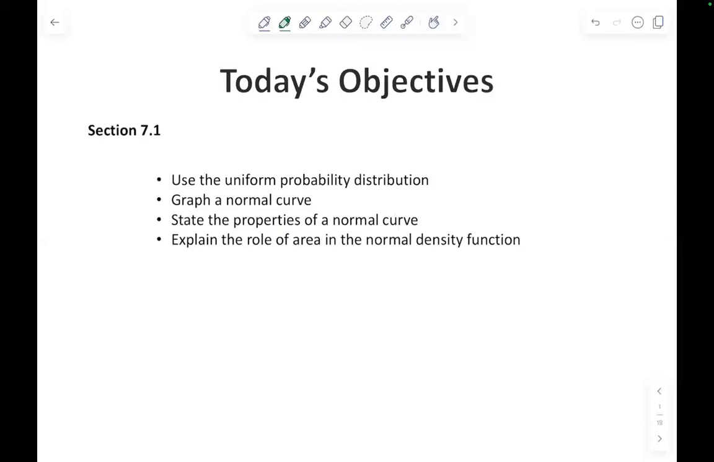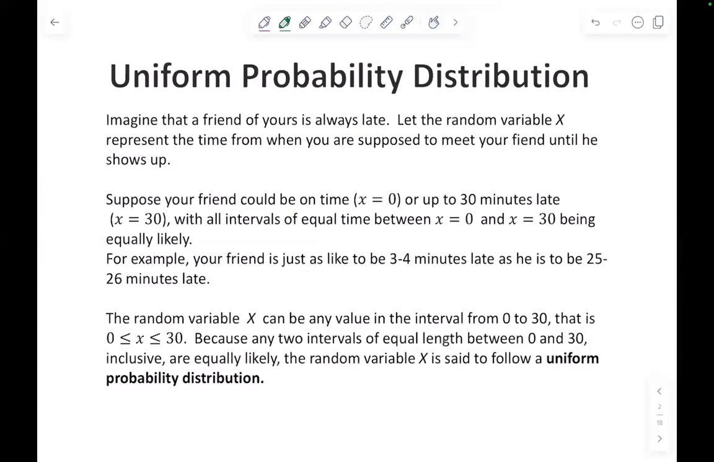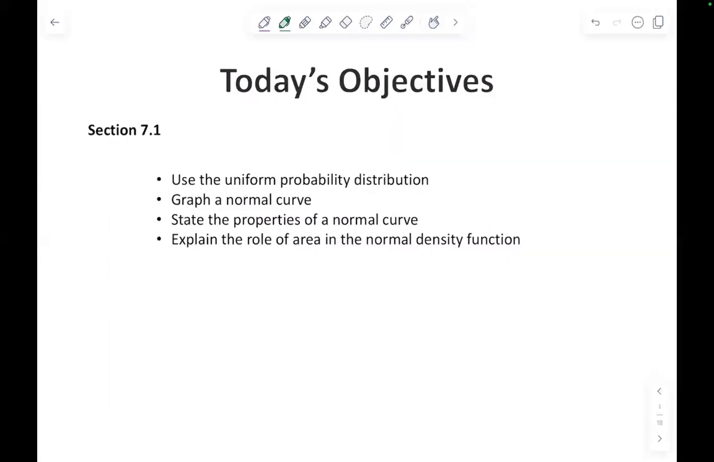All right. So we're going to talk about different probability distributions, shapes of curves. We're going to talk about normal probability. We're going to talk about the uniform probability distribution, talk about the graph of the normal curve, look at the properties of the normal curve, and then talk about the normal density function.